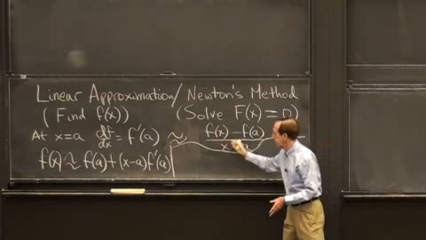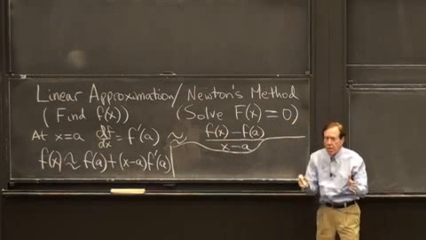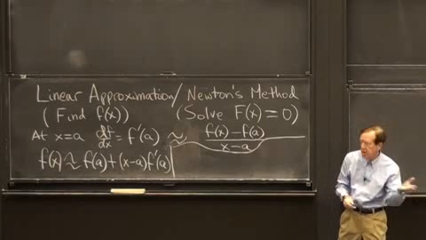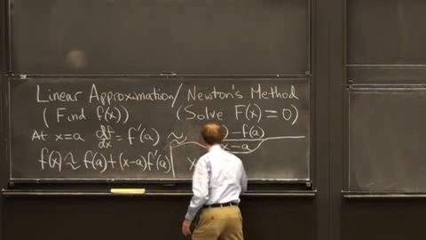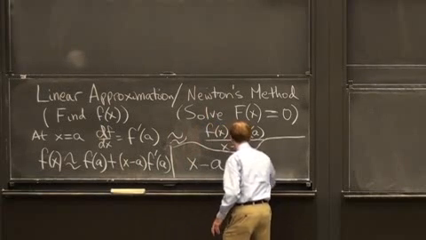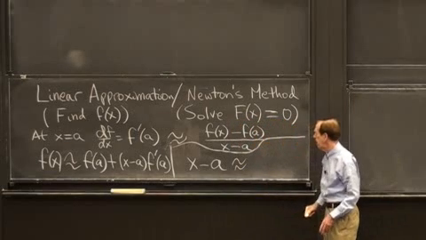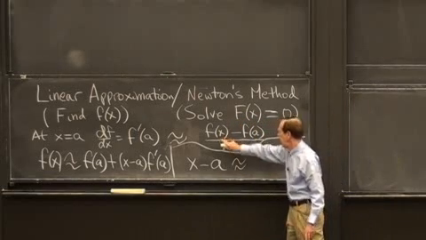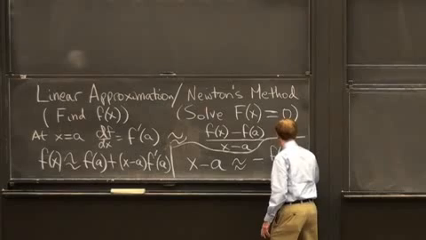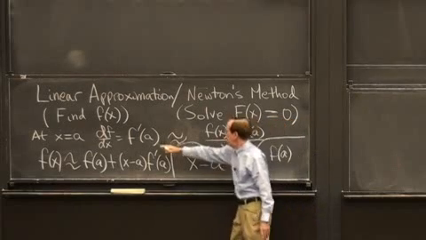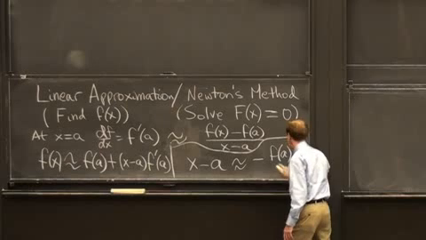I know F of x should be 0, and x is the unknown. So can I just move that equation around again to get an equation? I'll bring the x minus a up as I did before. And I have to use an approximation sign, as always. The F of x is 0. So I have minus F of a. And then I'm dividing by F prime of a.